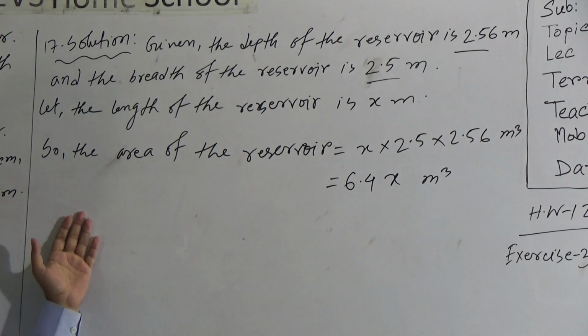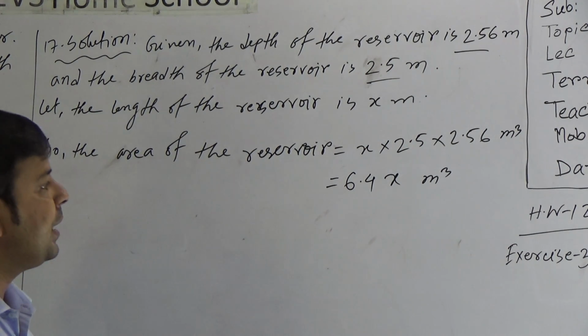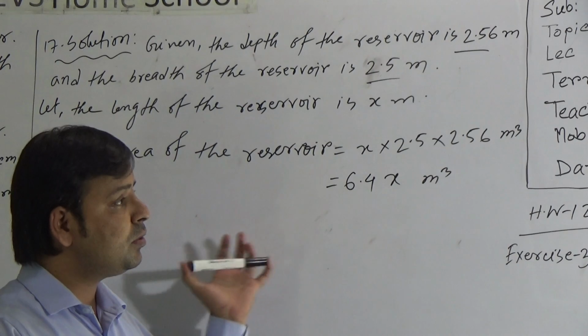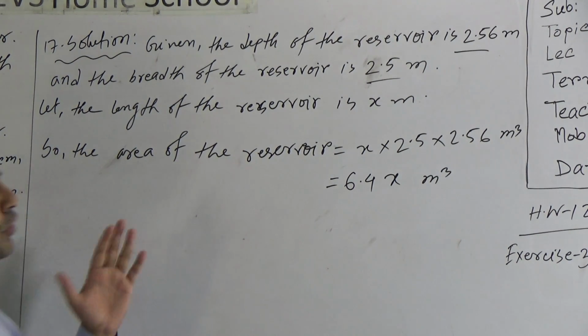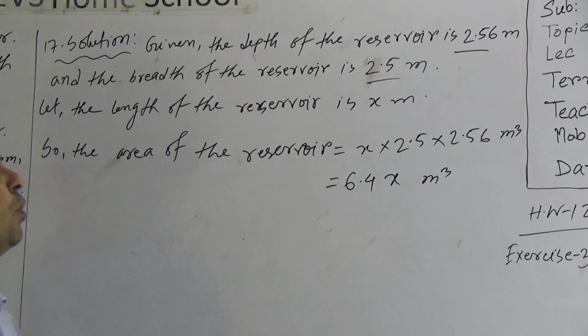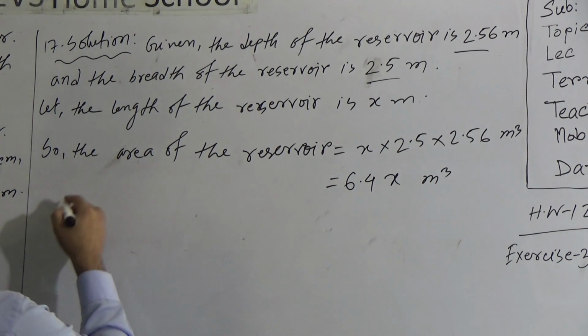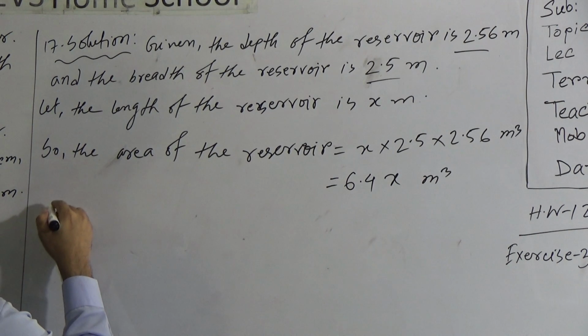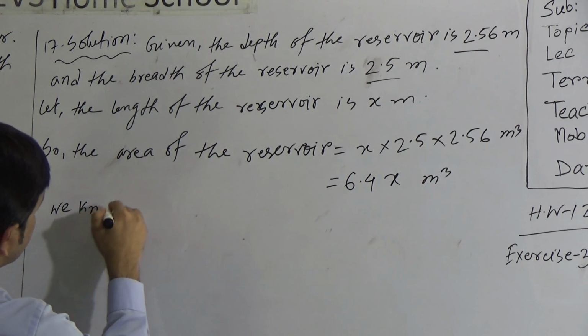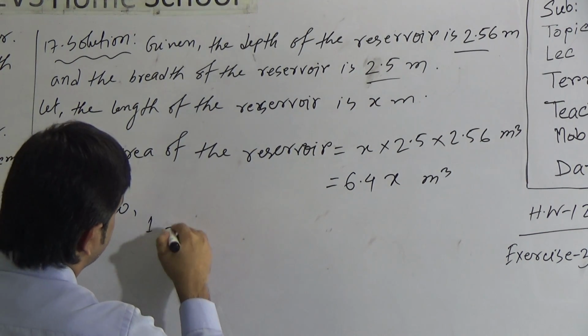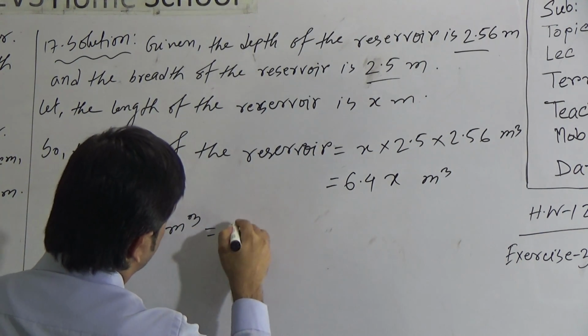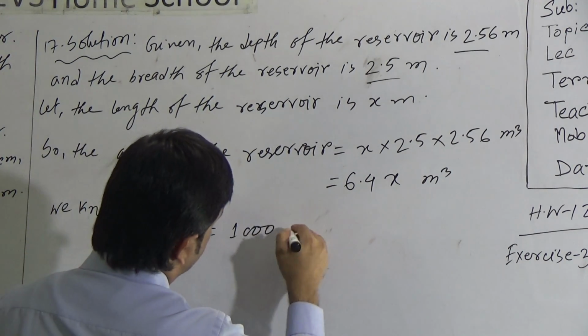Now, dear students, we have determined the volume in cubic meter, but we can convert this as the volume of water. Dear students, you know that 1 cubic meter is equal to 1000 liter. So we can write here, we know 1 cubic meter, it means m cube, is equal to 1000 liter.